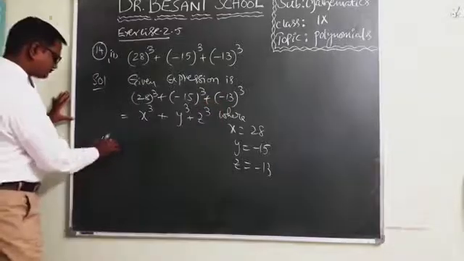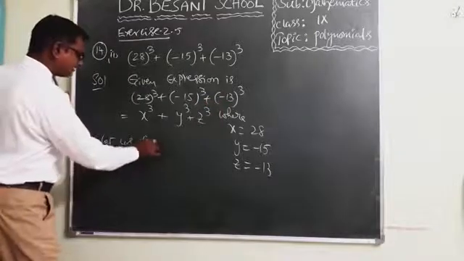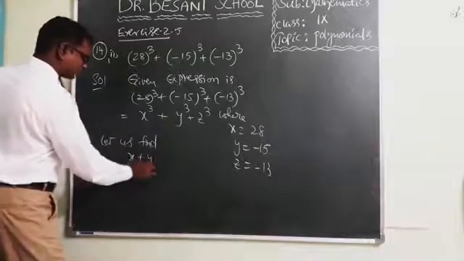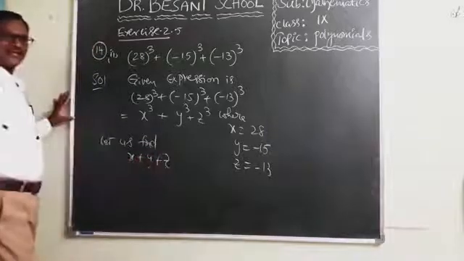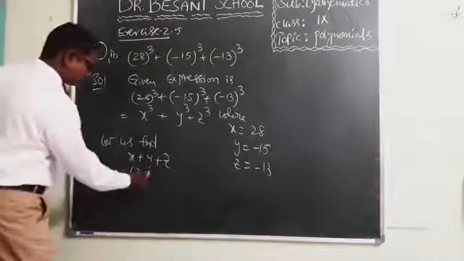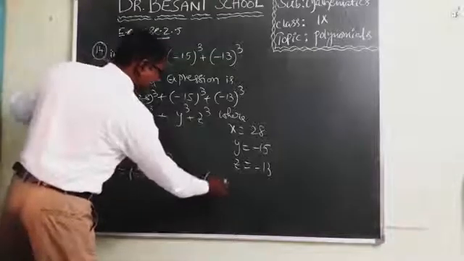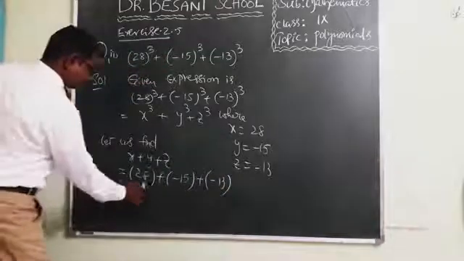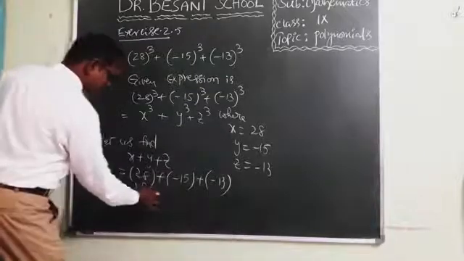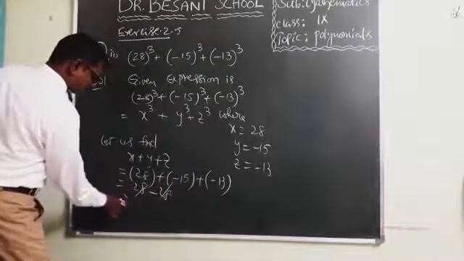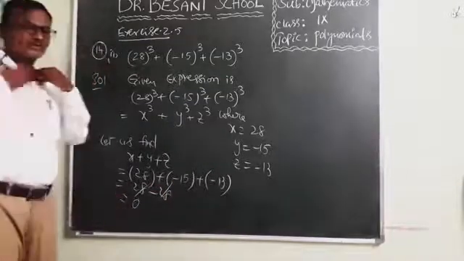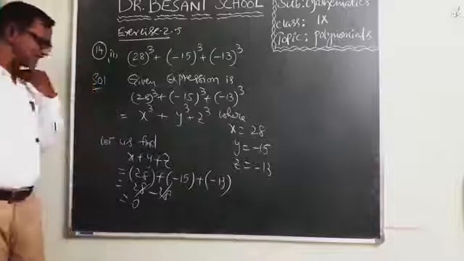Before that, let us find the value of x plus y plus z. X is 28, plus y is minus 15, plus z is minus 13. So it is 28 minus 15 minus 13, which is minus 28. So 28 minus 28 is 0. Clearly, x plus y plus z is equal to 0.